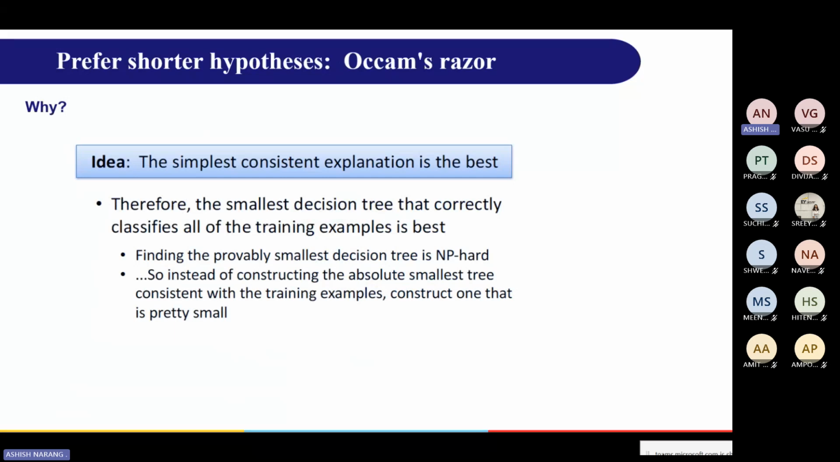Occam's razor is one principle. What it says is simpler trees are better than complex trees, right? So if you have got this kind of a tree, I'm further splitting it unnecessarily. Is this further splitting helping me to a significant level or not? Or maybe I can simply stop at this point.